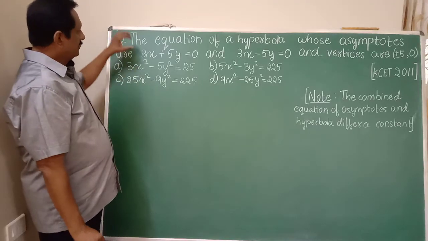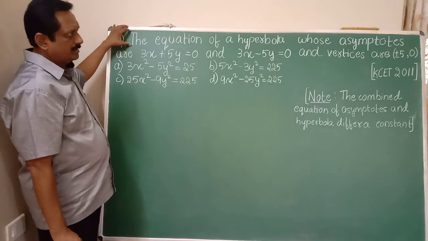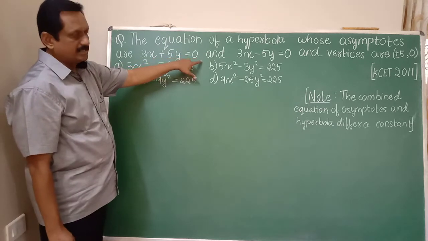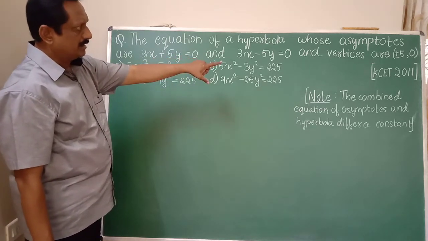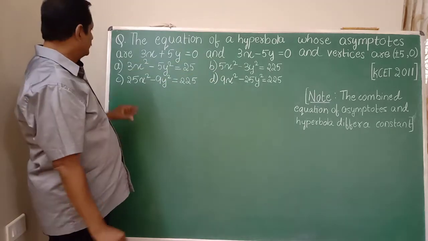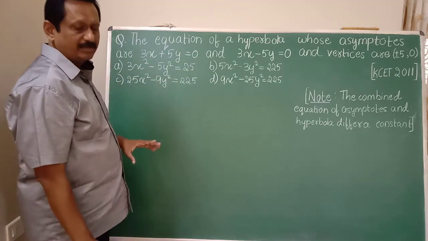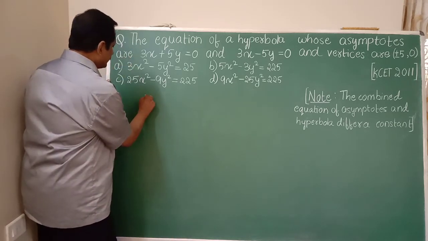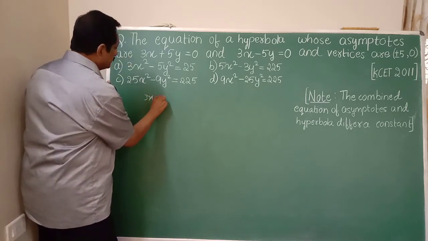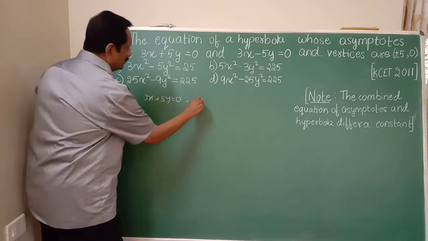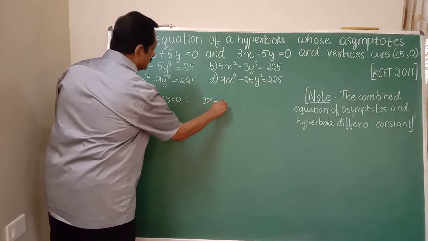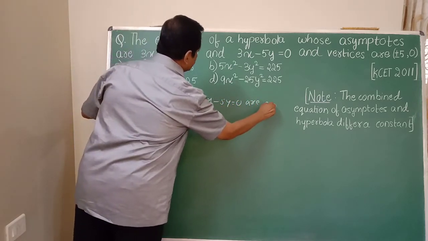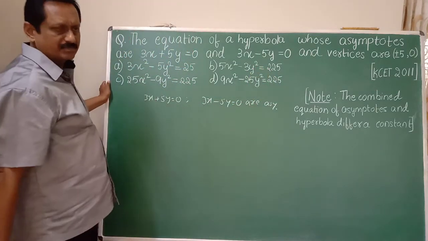The equation of a hyperbola whose asymptotes are 3x + 5y = 0 and 3x - 5y = 0, and vertices are (±5, 0), then 4 options are there. To find the equation of the hyperbola, here 3x + 5y = 0 and 3x - 5y = 0 are the equations of the asymptotes.